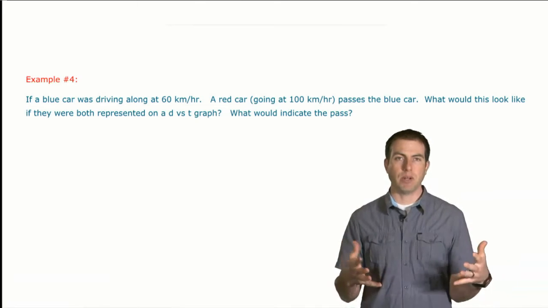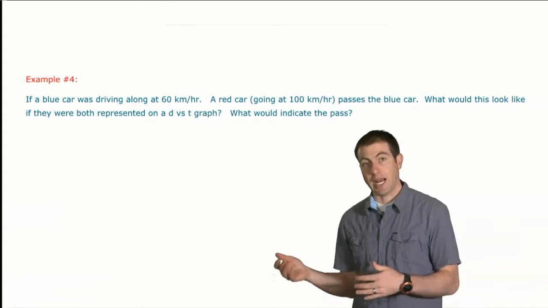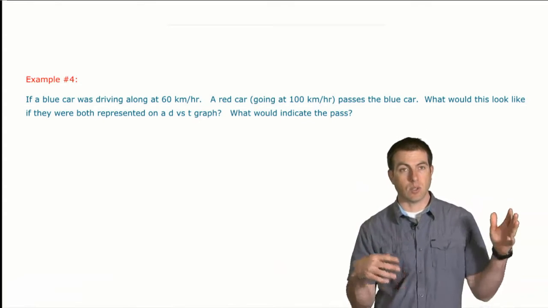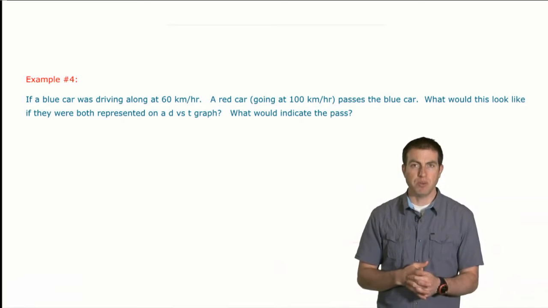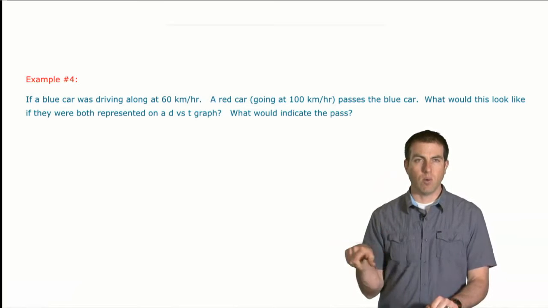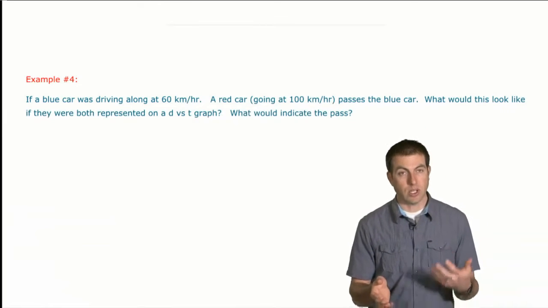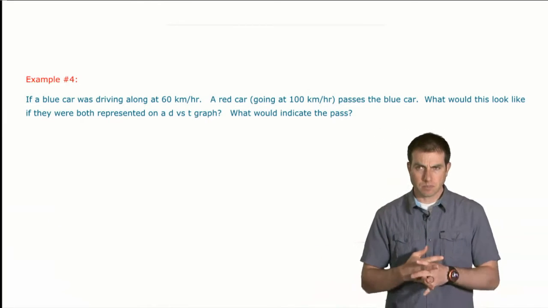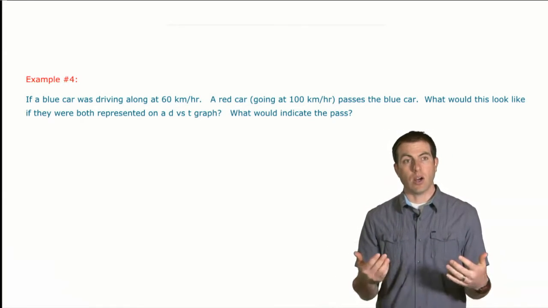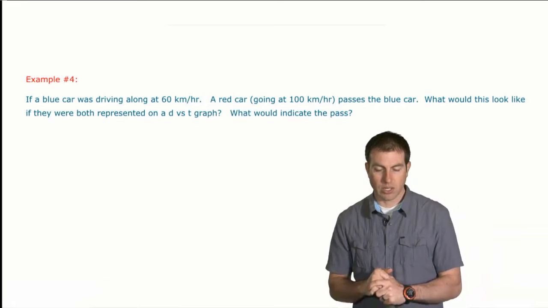What special thing would happen on a graph when the blue car got passed by the red car? What would that look like? Would it be an intersection of one of the axes? Would a line cross something? Maybe if you have a piece of paper in front of you, just draw a quick graph and see if you can figure out what a distance versus time graph for something like this would look like. So you have a blue car driving at 60, gets passed by a red car at 100. What special thing will happen when the cars pass each other? How could I indicate that on a graph?